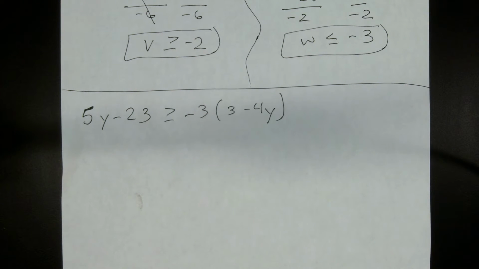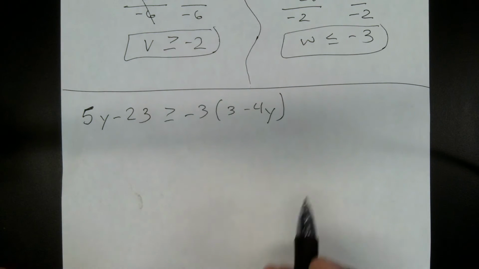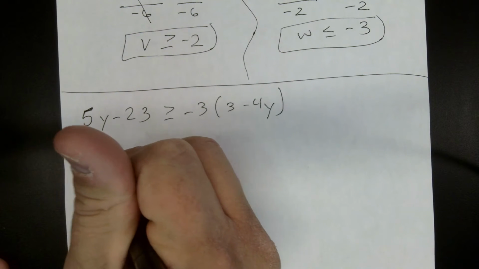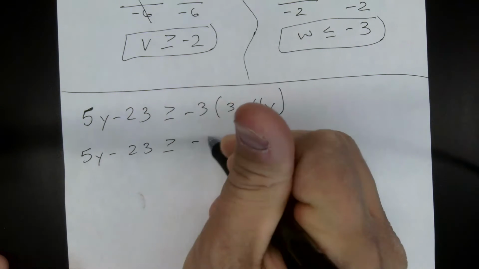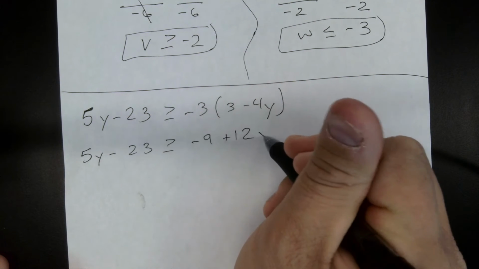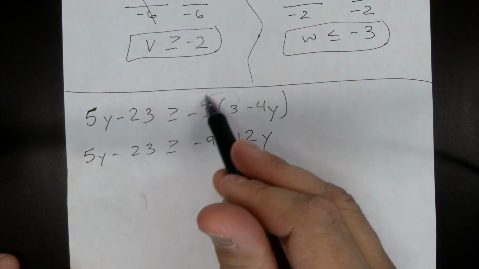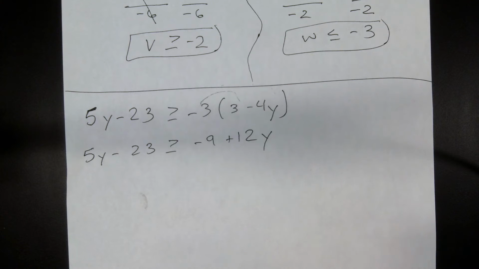Okay, let's go. Griffin, what would you do first? Say what Janae said. Oh, you son of a gun! Griffin, look to Janae. Say thank you, Janae. All right. Anytime you're given an opportunity to distribute, you distribute, right? So we're going to distribute. 5y minus 23 equals negative 9 plus 12y. Am I right, Griffin? Negative 3 times 3 is negative 9. Negative 3 times negative 4y is positive 12y.